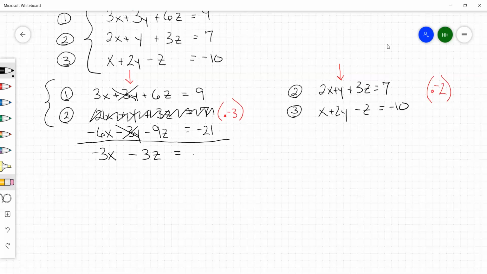Negative 12. So I'm done with equations 1 and 2 for now. I'm going to this pair on the right. We decided to multiply the top equation by negative 2. So 2x times negative 2 would be negative 4x. Our y times negative 2 would be negative 2y. Our negative z times negative 2 is positive 2z. And negative 10 times negative 2 is positive 20.